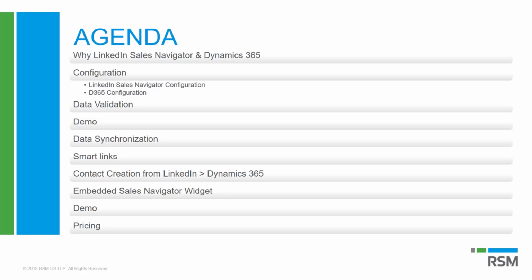Then we're going to talk about data synchronization, what it is, how it works, smart links, being able to create records from LinkedIn into Dynamics 365. We can actually now also create leads and contact records directly from a LinkedIn profile. Then I'll show you how we can embed the Sales Navigator widget on a form in Dynamics 365, more demos.